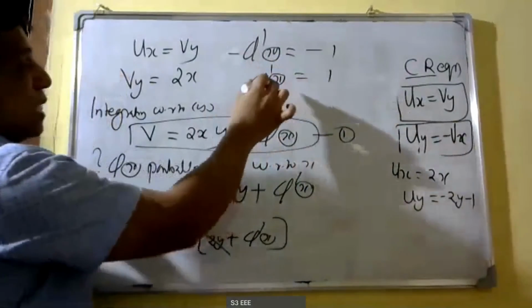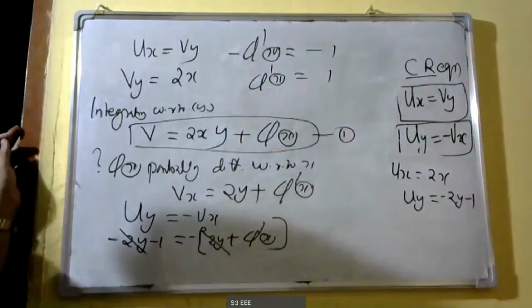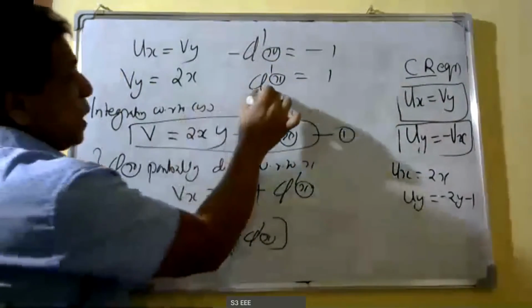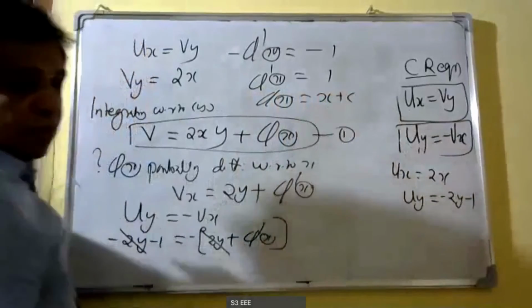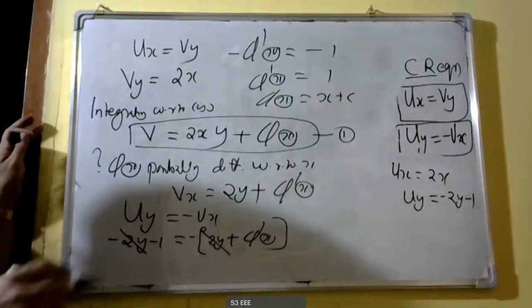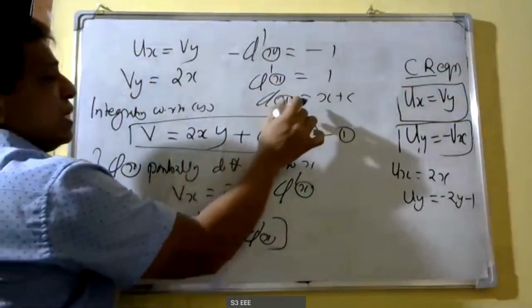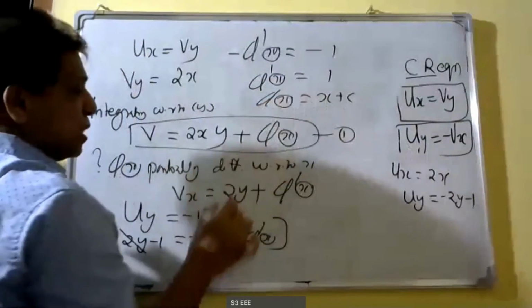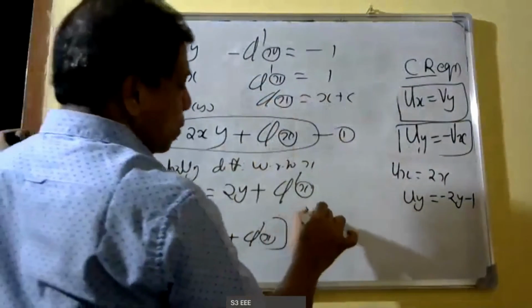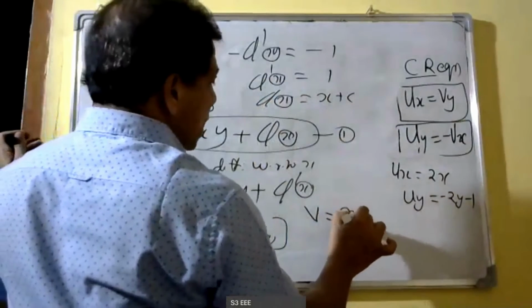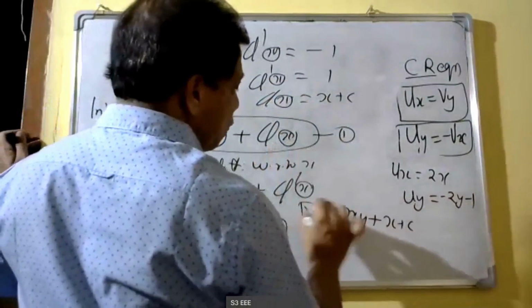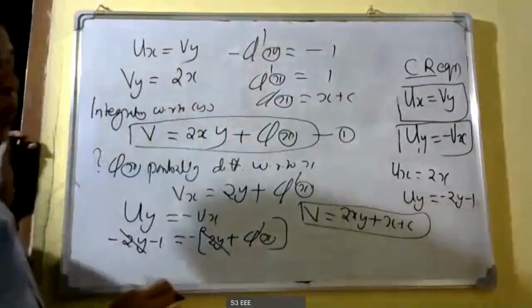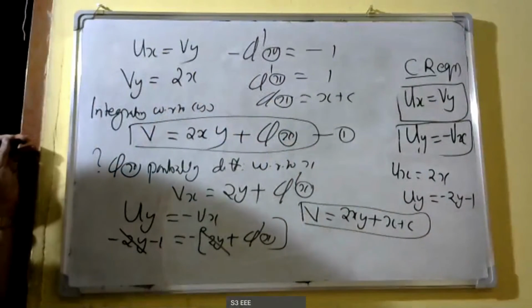Then integrate pi dash x. When we integrate it with respect to x, we get pi of x is equal to x plus c. Therefore, our harmonic conjugate v is equal to 2xy plus pi of x, which is x plus c. Therefore, v is equal to 2xy plus x plus c.